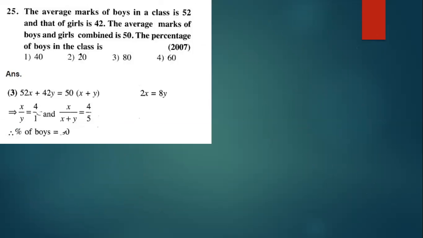Now, dear students, see the next question. It was asked in 2007. What are the given conditions? The average marks of the boys in a class is 52, and the average marks of the girls is 42. The combined average marks of boys and girls is 50. Now they are asking, what is the percentage of the boys in the class?